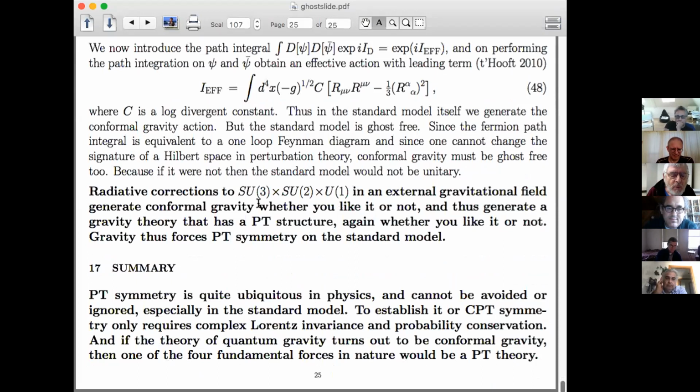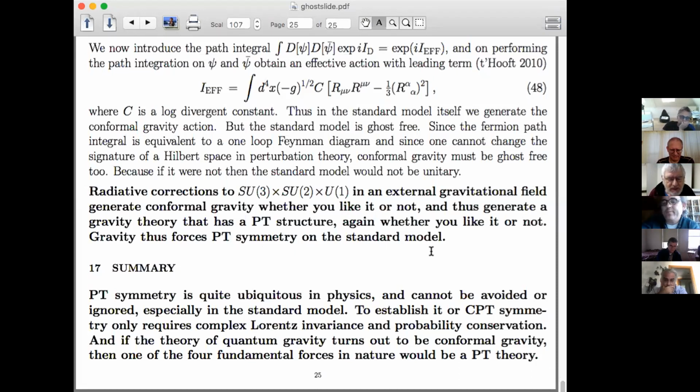So, when you take 3x2x1, you couple it to an external gravitational field, radiative corrections will generate conformal gravity whether you like it or not. This is a calculation. And thus generate a gravity theory that has a PT structure. Again, whether you like it or not. Gravity thus forces PT symmetry on the standard model 3x2x1. So it's not just a nice idea, it's unavoidable.